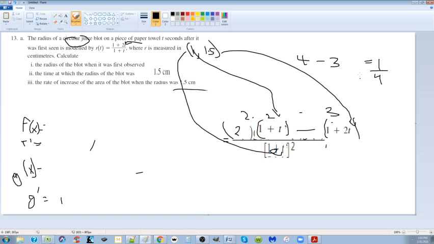1/4. Which means the rate of the change, how fast that radius was growing, was equal to 1/4 centimeter per second. Because they give us here centimeters and seconds here. So it was growing at 1/4 per second.